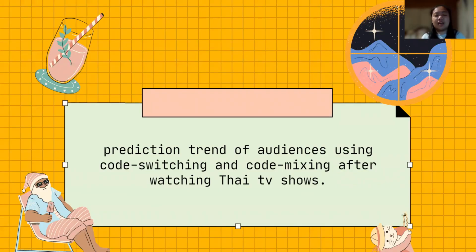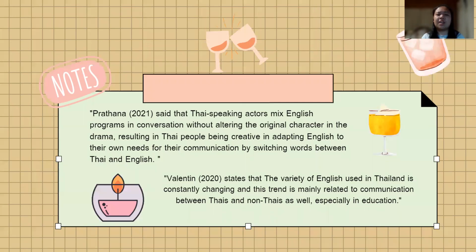And the next is about a prediction of the trend of the audience using code switching or code mixing after they watch the Thai TV show. TV shows are very influential for people, for teenagers, and I think it's good to predict this trend. It can be good or it can be bad.